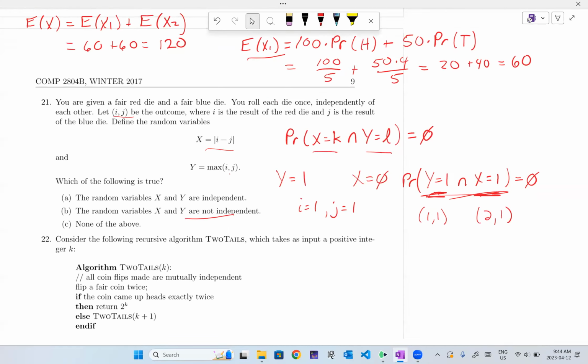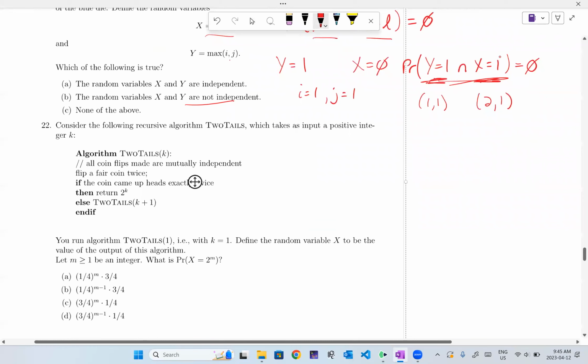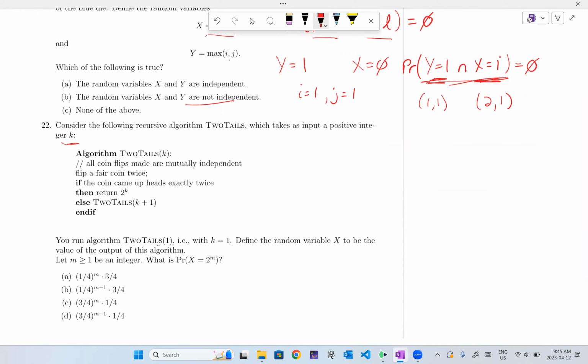Okay. Recursive algorithm, two tails, takes as input a positive integer k. All right. So I'm going to start running two tails with the value 1, and then x is the value of the output. So what is the probability that x is equal to 2^m? So essentially, I'm returning 2 to the power of, well, each time I increment k plus 1. So basically, m is the number of times I recursively execute this algorithm.